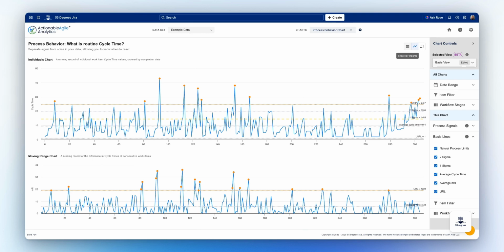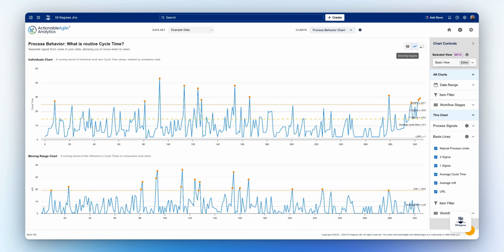The penultimate basis line is the upper range limit, or URL, and is the ceiling to the natural variation in your process. Data points above this line are true signals, and just like before, they need to be investigated. Signals can appear on both charts or be unique to one. It's good practice to investigate those that appear on both charts first.